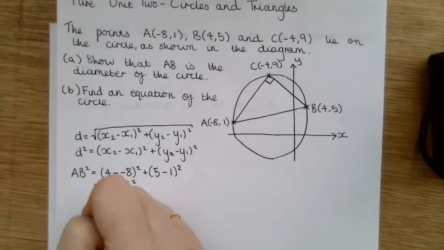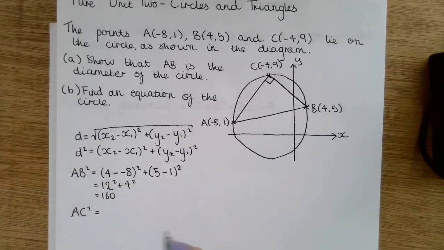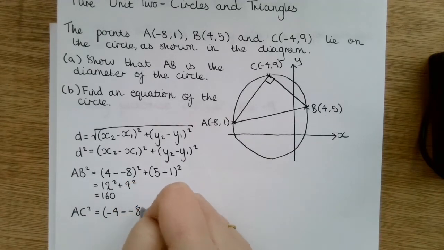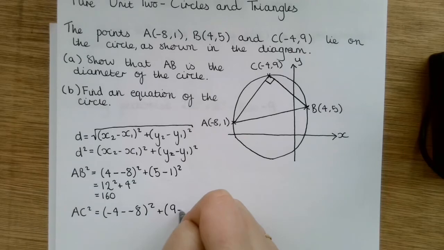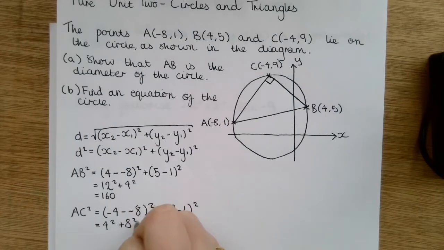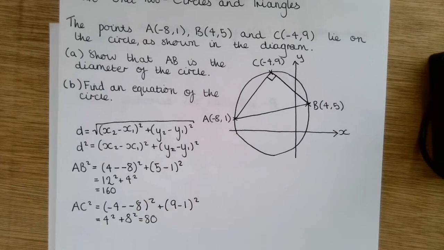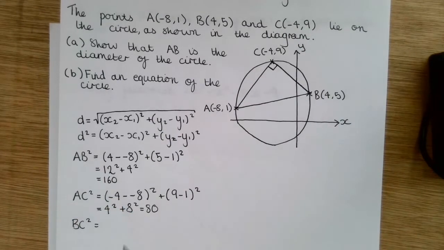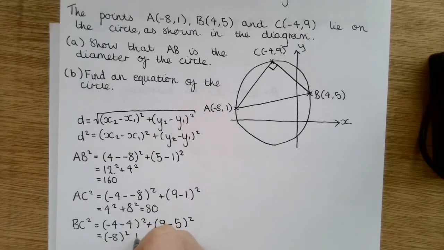So AC squared is equal to (negative 4 subtract negative 8) squared plus (9 subtract 1) squared, which is 4 squared plus 8 squared, which is 80. And then finally, we're going to look at BC squared. That is equal to (negative 4 subtract 4) squared plus (9 subtract 5) squared, which is negative 8 squared plus 4 squared, which is 80.